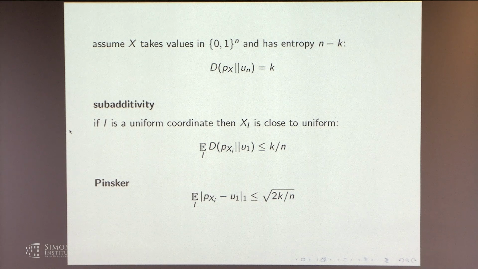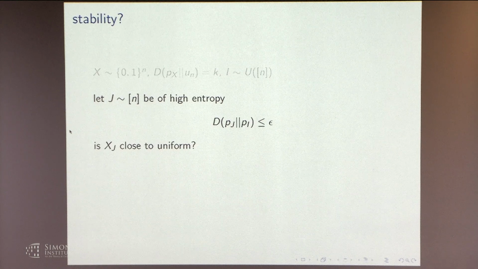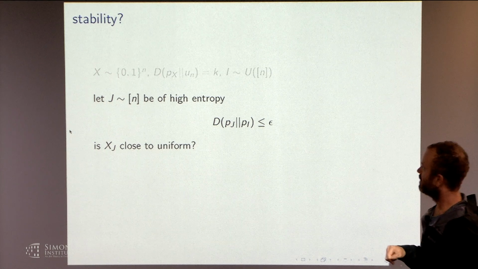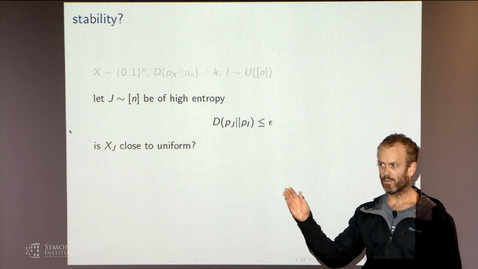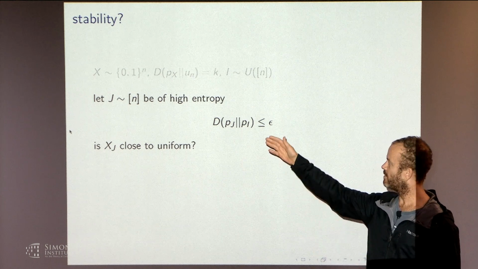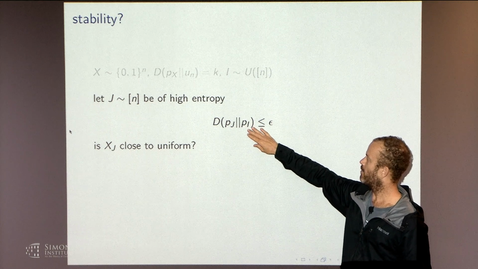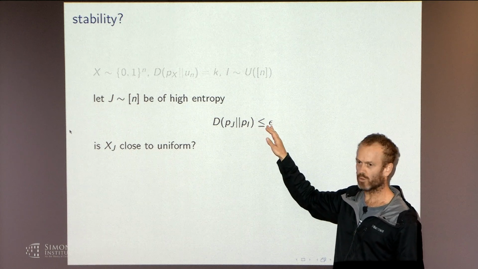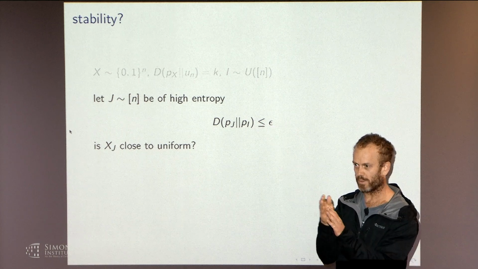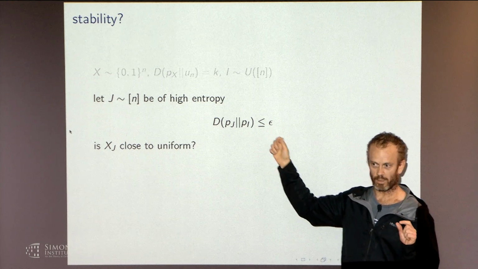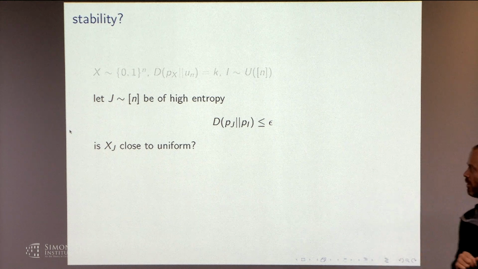Now I want to suggest, or this type of question is useful to understand when we actually try to make these arguments. Instead of choosing a completely random coordinate, we choose some coordinate j, which is not completely uniform, but it is close to uniform in divergence. So we perturb the distribution slightly. Now epsilon is small. It's not K. It's actually small.